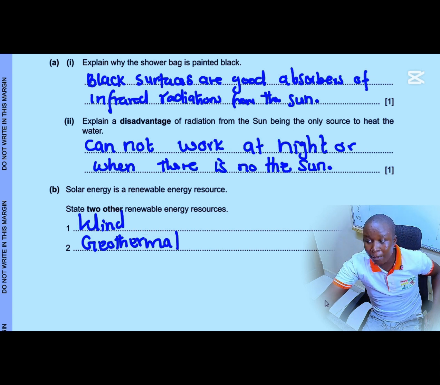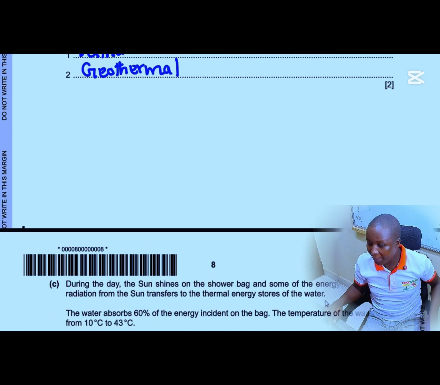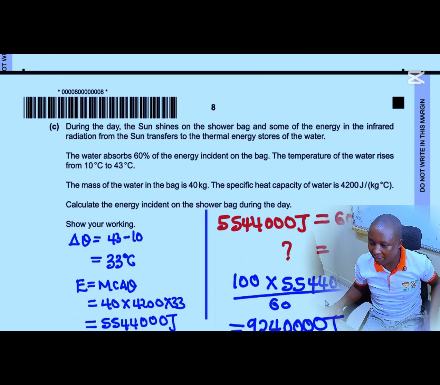Solar energy is a renewable energy resource. Which are the other examples? We have wind, we have geothermal, we have tides, and many others. So check on that as you are revising.